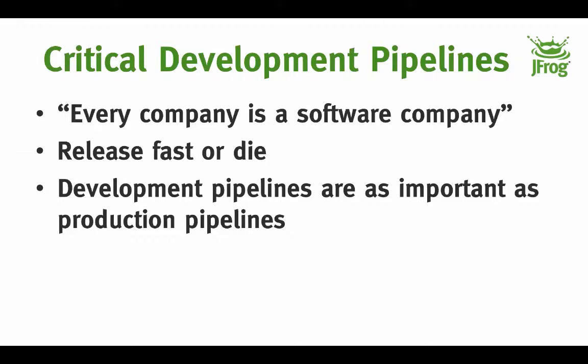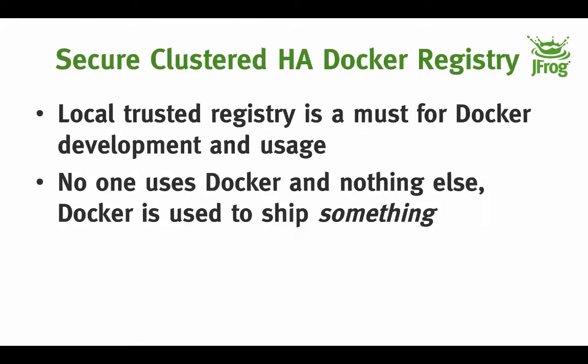Faster builds are a very important criteria these days. Even a minute of delay can cause a lot of problems. And development pipelines are as important as the production pipelines, because if the developments are not working correctly, the production is not going to work correctly. So in order to work on this, you can set up secured cluster HA Docker registries, and you can set up multiple Docker repositories inside Artifactory. They would be very safe. It has a very tight security model.